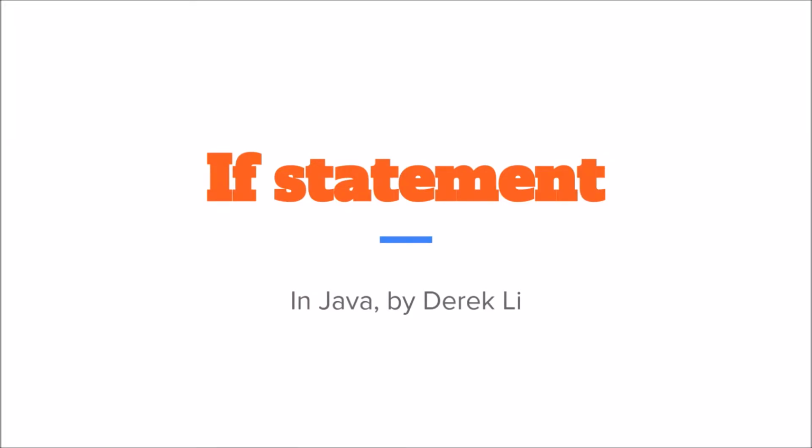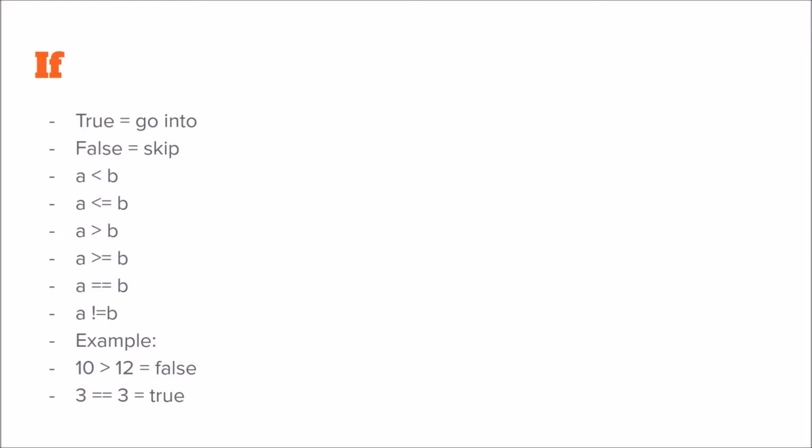Hello everyone, today we're going to be learning about if statements in Java. Now, what is an if statement? An if statement specifies whether a block of code can be executed based on a specific condition. So if it's true, it'll execute that code. However, if it's false, it'll skip that.